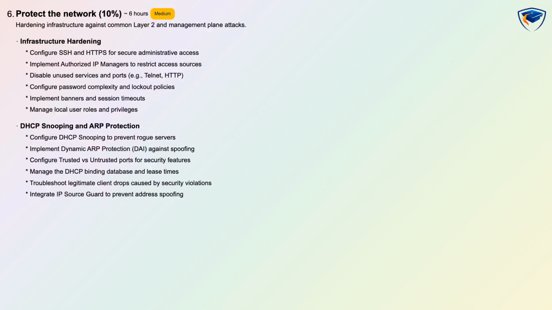The sixth domain is protect the network, weighted at 10%, marked medium. With an estimated 6 hours of study and hands-on plus conceptual assessment, you will harden infrastructure by configuring SSH and HTTPS for secure administrative access, implementing authorized IP managers and disabling unused services, and enforcing password complexity and lockout policies.